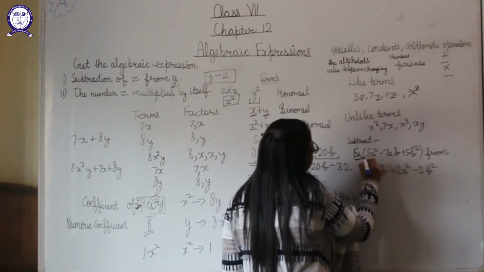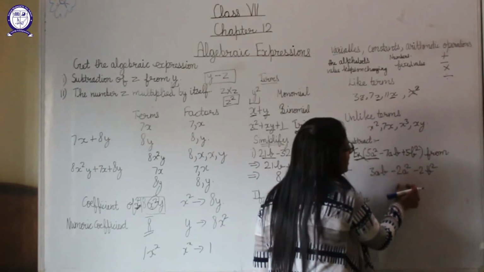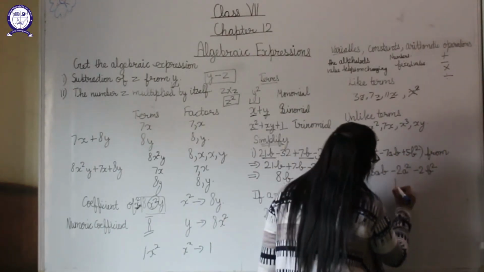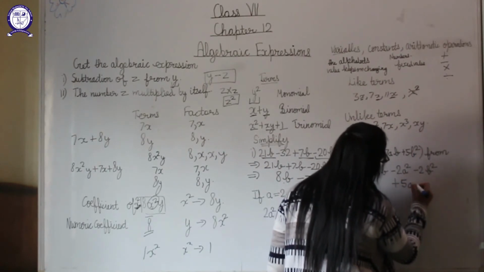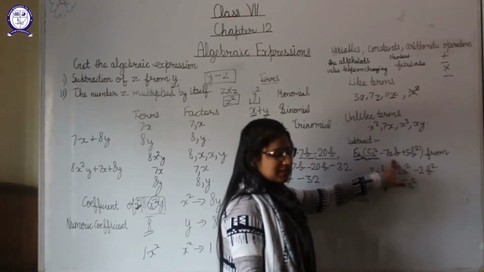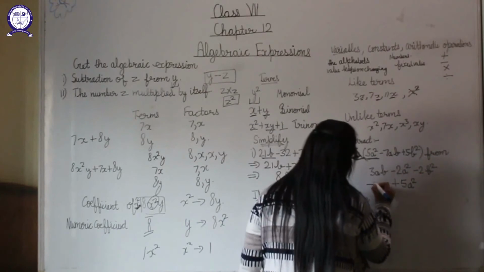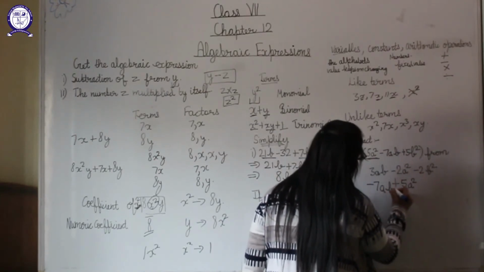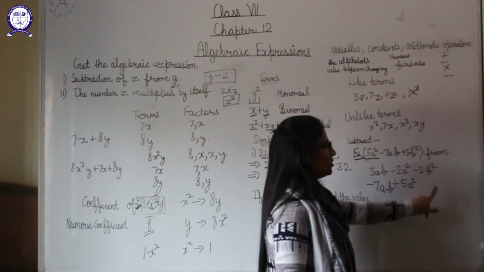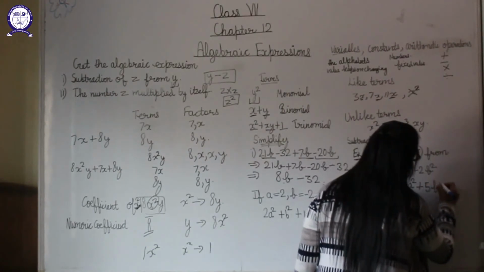See here, this is 5a square, so we will not write it here, we will write it beneath the term of a square only. So it is positive 5a square. Then minus 7ab is there, and this is the term of ab, so we will write it here, minus 7ab. Okay, now last one is plus 5b square. B square is this one term, so we will write here plus 5b square.